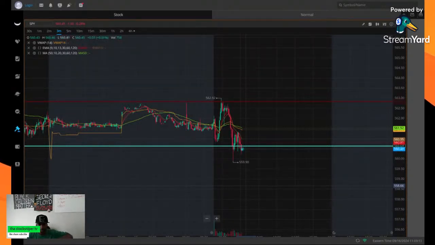Pretty decent morning, you know. All right. That's another thing, y'all. Green is green. Here we go. It looks like it's going down even further. Is it going to break that 559.90?